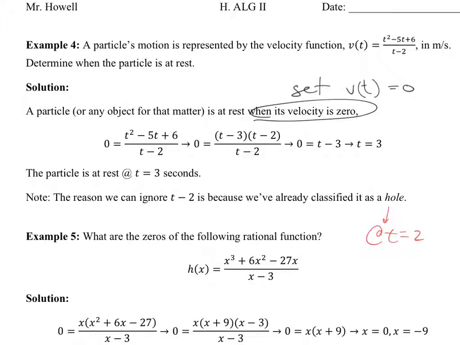Okay? Again, at T equals 2, we're going to get 0 over 0. Look at the fraction. Plug in a 2, you literally get 0 over 0. When you get 0 over 0, we use the word indeterminate last class. And it means you have a hole in the graph. So as a result, we cancel the T minus 2, leaving us with 0 equals T minus 3. And T equals 3 is our answer. Okay? The particle is at rest at 3 seconds.